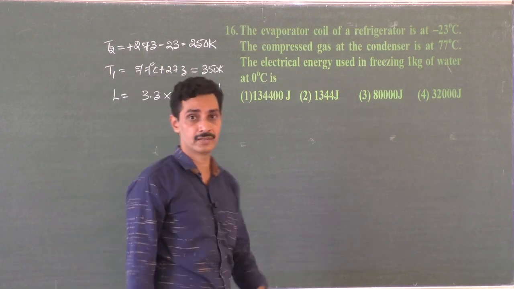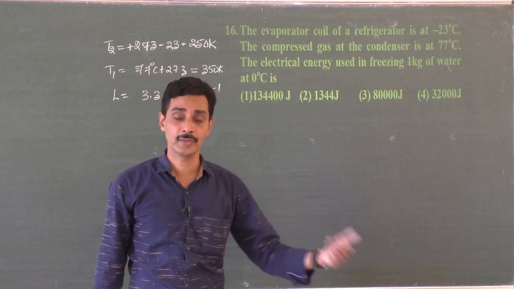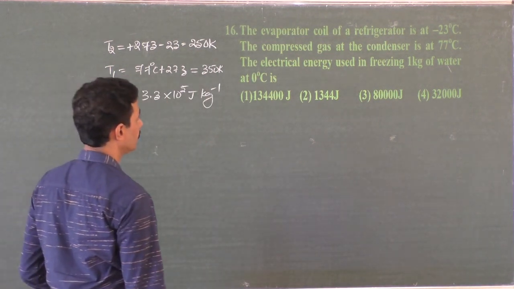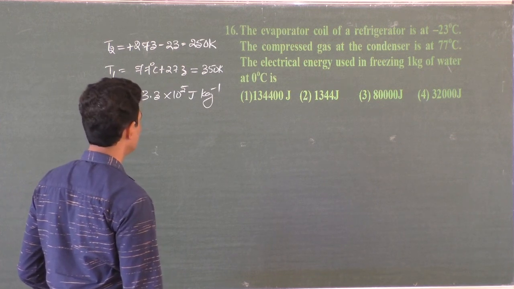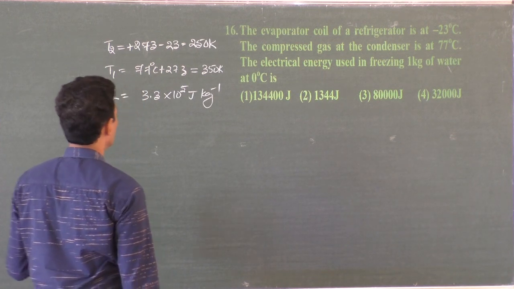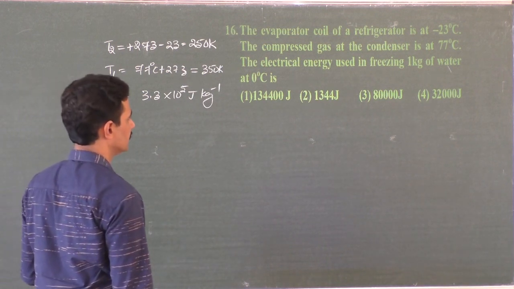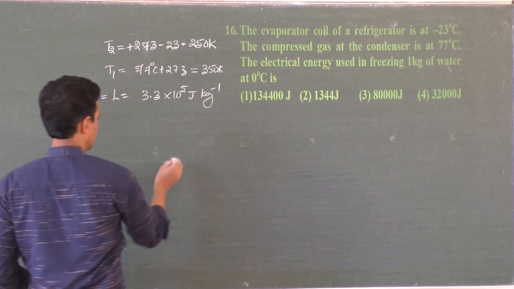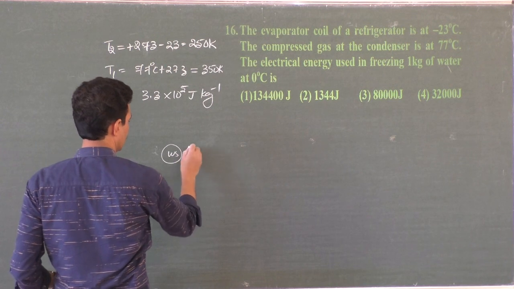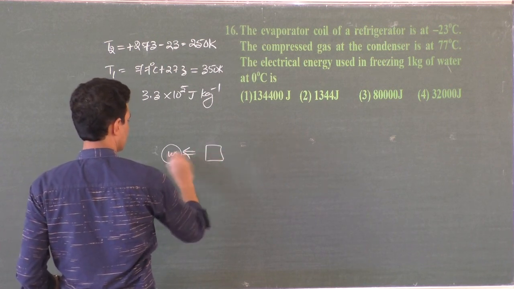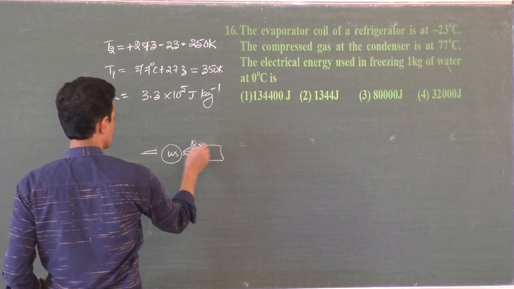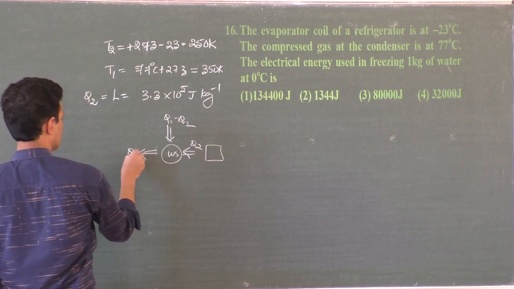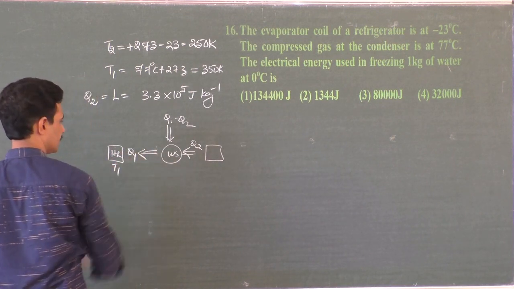That means you have to absorb so much energy from the cold reservoir, 3.3 into 10 to the power 5 joules. So this should be Q2, correct? This is the working substance, and here is water kept, which has to be converted into ice. So this is Q2, and work done on the substance is Q1 minus Q2, and totally Q1 is released to the surroundings, the hot reservoir, which is at temperature T1.